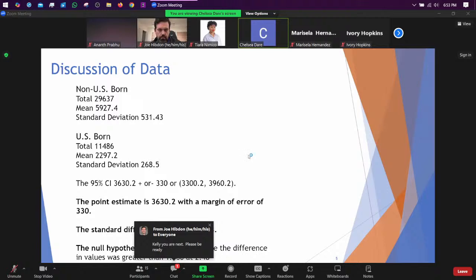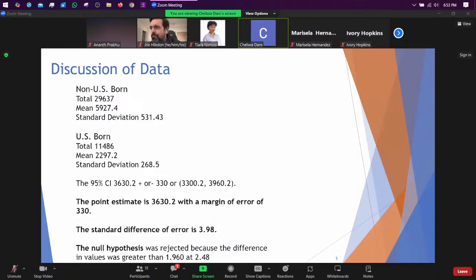Discussion of data. So in the past 5 years, I totaled all the cases between the US born and non-US born and found the mean and standard deviation within each population. And the 95% confidence interval was 3,630.2 plus or minus 330.